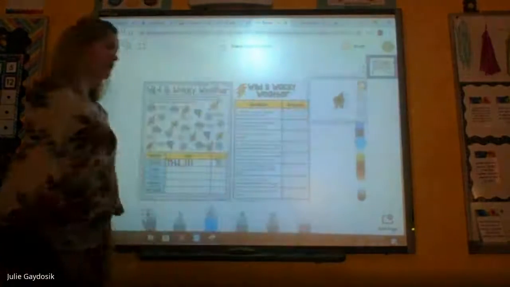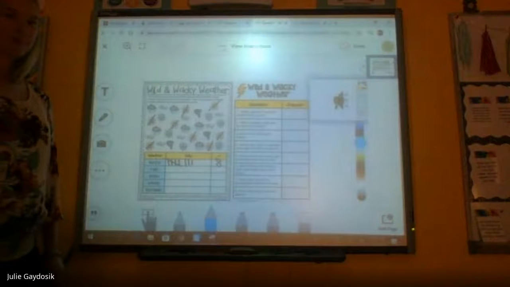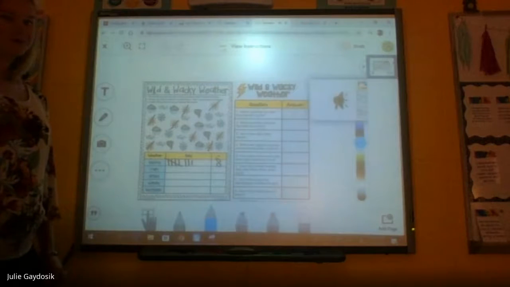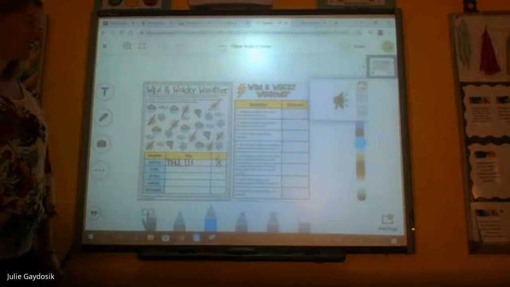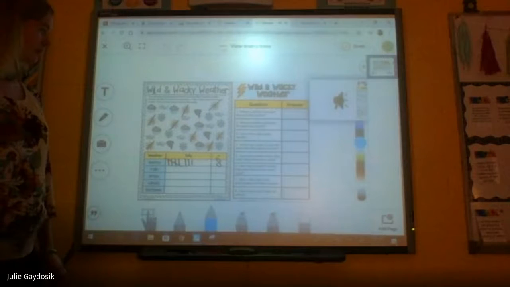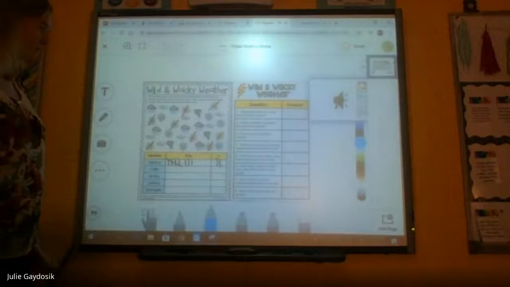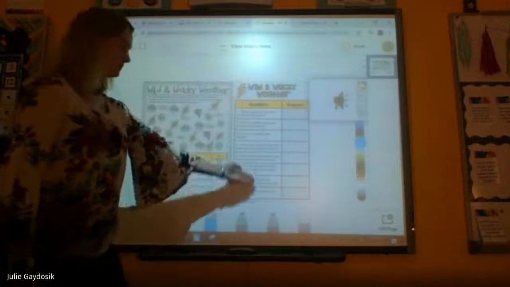gives you specific directions. Hello, boys and girls, and welcome to your wild and wacky weather graphing activity. For this activity, you're going to take those pictures of the wild and wacky weather and count them up. Tally them in the chart below, and then put the number. Once you finish that, you can go on and answer the following questions.